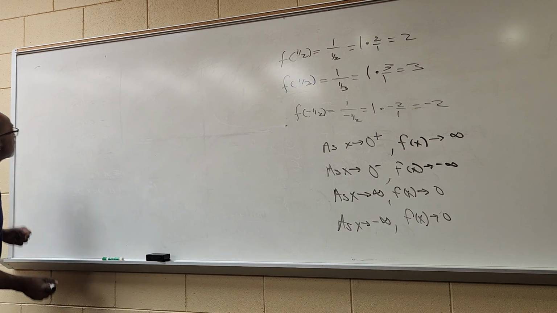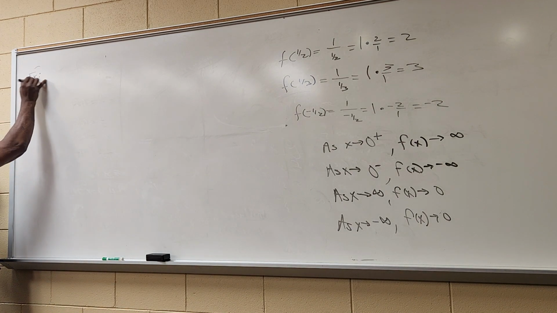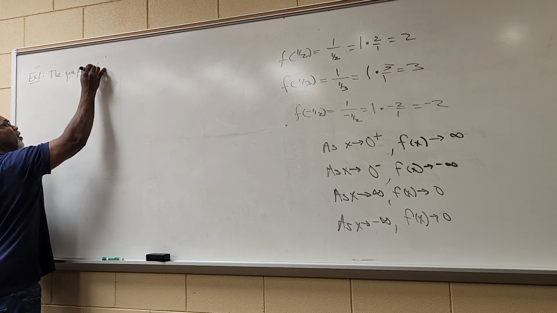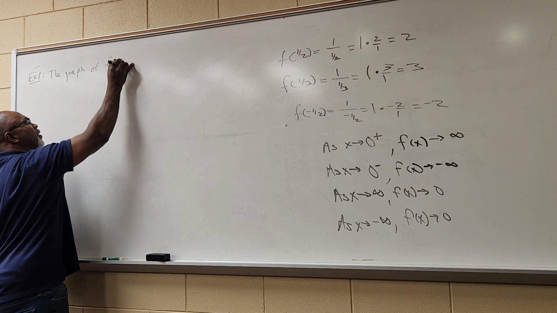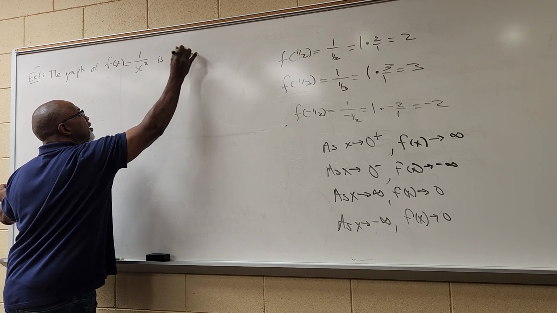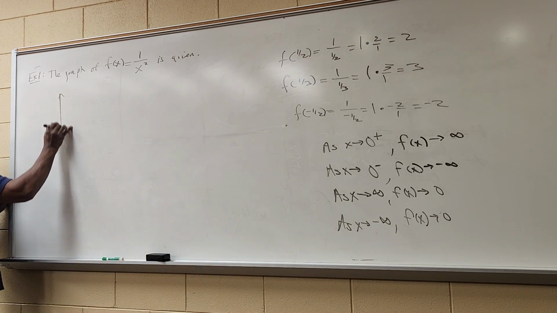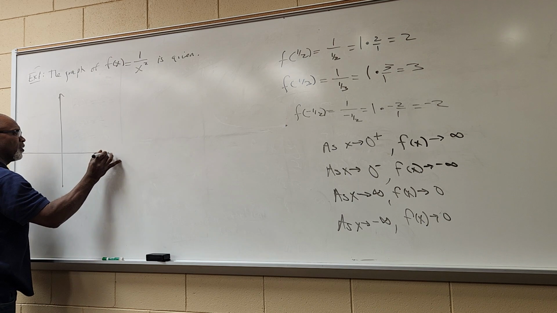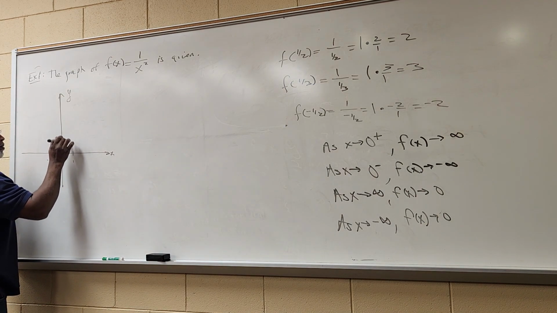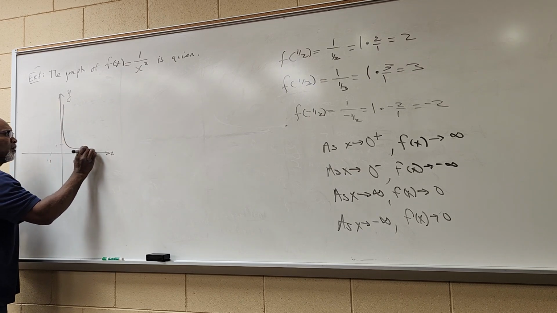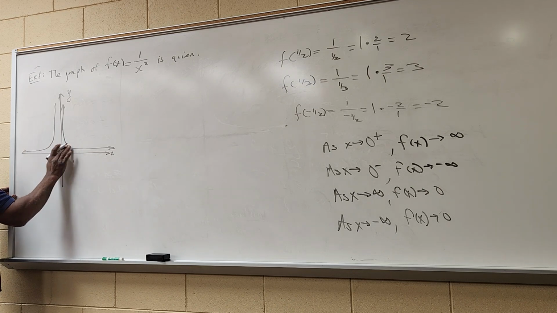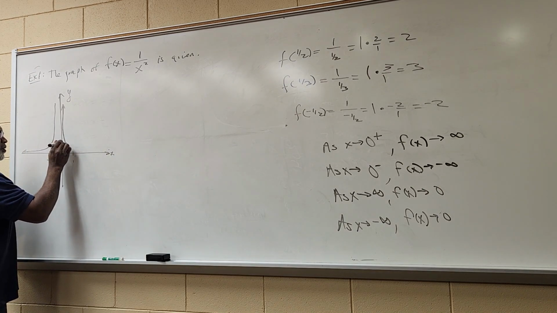Example 1. The graph of f of x equals 1 over x squared is given. So they give us the graph of y equals 1 over x squared. So there's my x-axis, my y-axis. And I'm not going to draw all this stuff, but y equals 1 over x squared does this. And imagine this thing is all nice and symmetric.